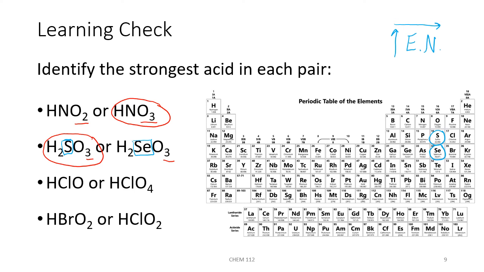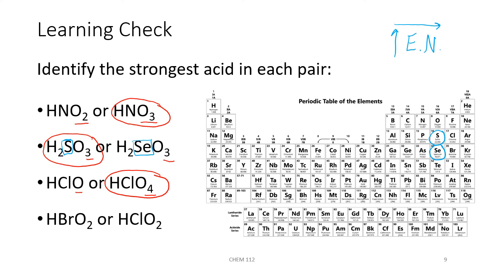Next we have HClO or HClO4. In this case, we are going to be comparing the number of oxygen atoms since the nonmetal is the same. We have 1 oxygen atom or we have 4 oxygen atoms. The greater number of oxygen atoms will be the stronger acid. That'll be HClO4.